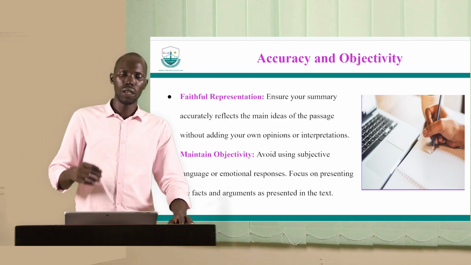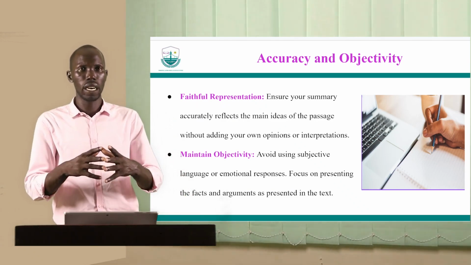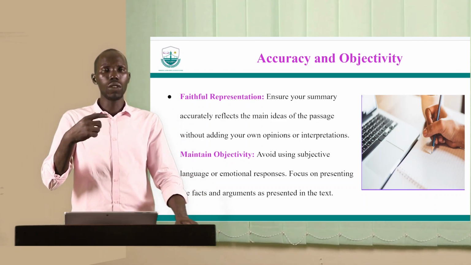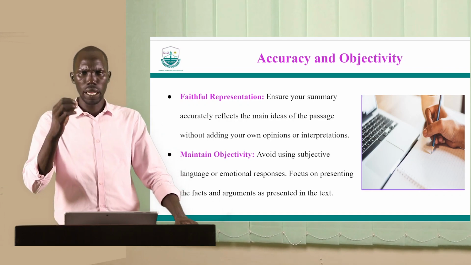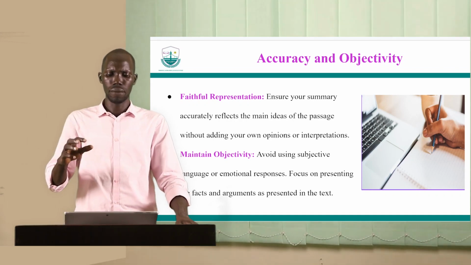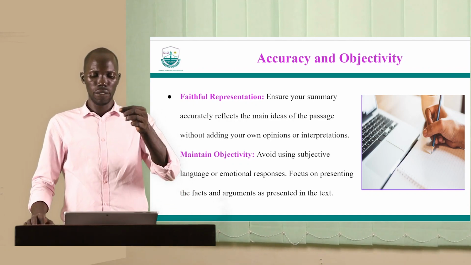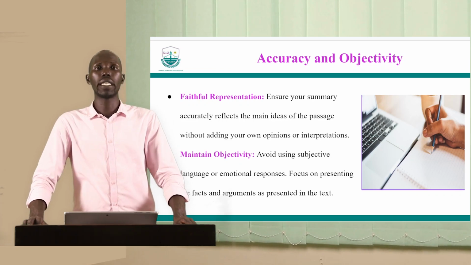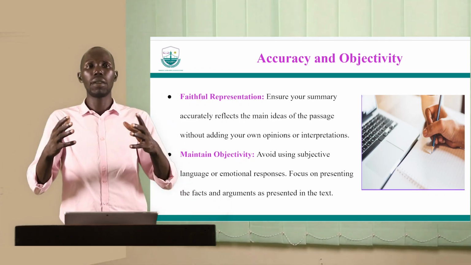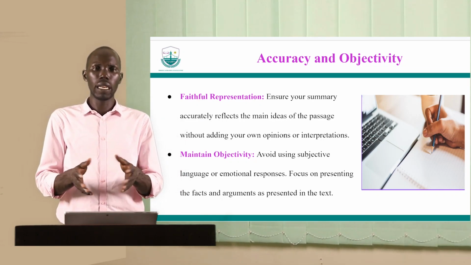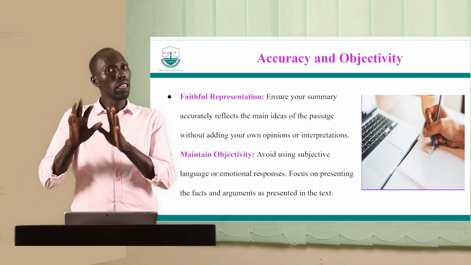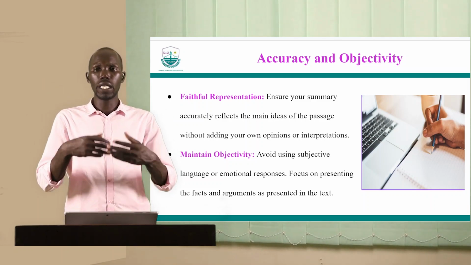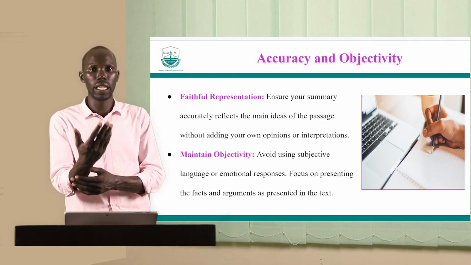And then in addition to these points of the structure and the flow, we need accuracy and objectivity. We need you to be accurate enough. What do we expect from you? Faithful representation. Ensure your summary accurately reflects the main ideas of the passage without adding your own opinions or interpretation. You might know a lot about a given topic that the writer might not have included. Leave your ideas outside. We are focusing more on the ideas of the author. Which ideas does the author present to us in the given passage?